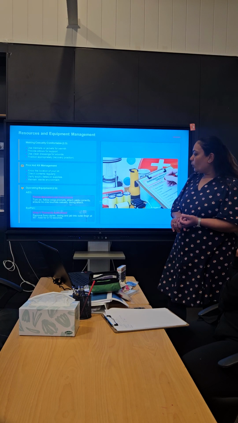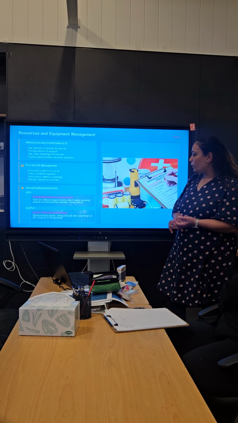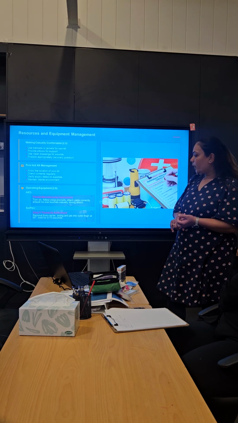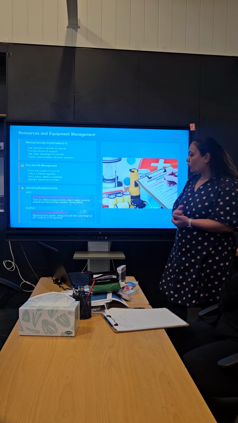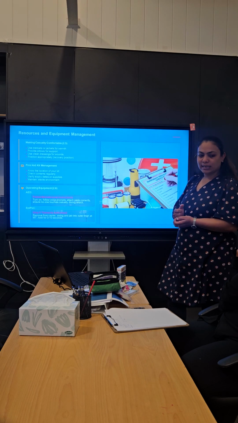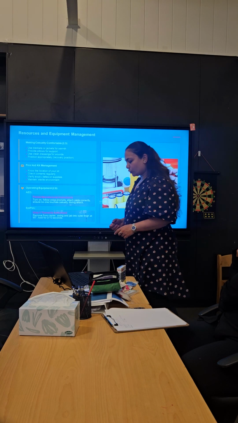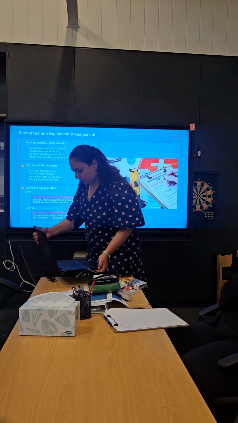So, EpiPen, only if trained and authorized. Remove from carrier, swing and jab into the outer thigh at a 90 degree angle. Hold for 3 to 10 seconds. I do have an EpiPen which I can show you. Sorry, just give me 1 second.